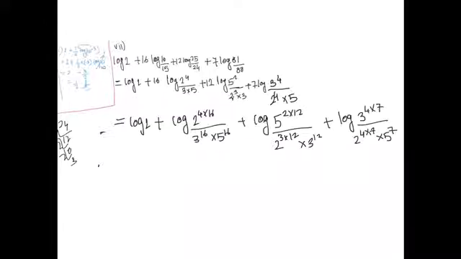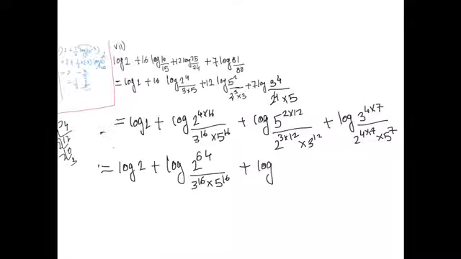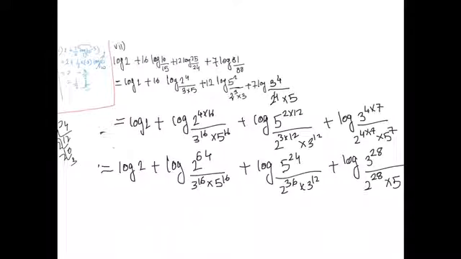Okay, now what we can do is log 2 plus log of 2 to the power 64, that is 16 fours are 64, 3 to the power 16, 5 to the power 16, plus log of 5 to the power 24, 2 to the power 36 into 3 to the power 12, plus log of 4 sevens are 28, 2 to the power 28 into 5 to the power 7. It's a long process, a lengthy problem, but it's not a difficult problem.